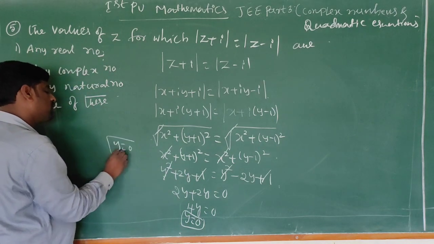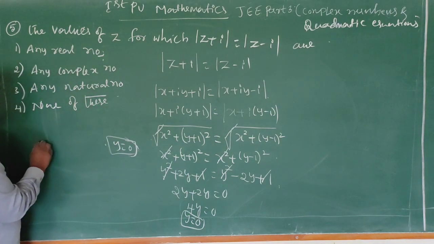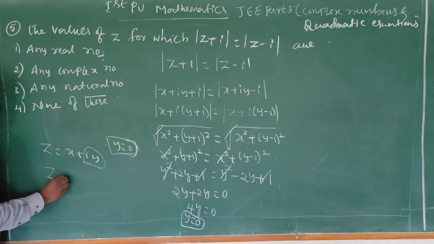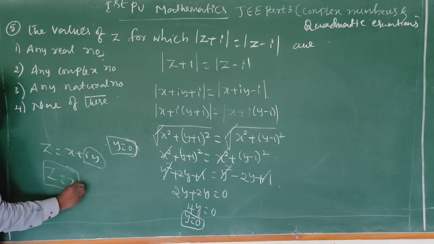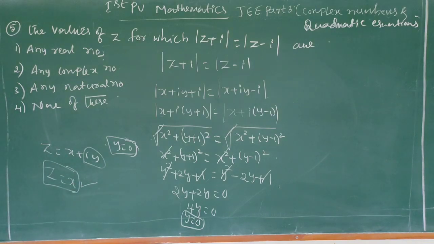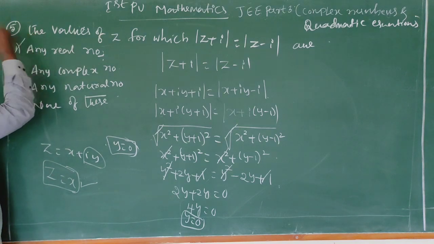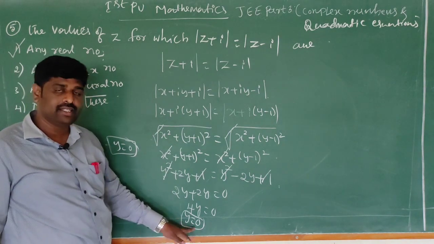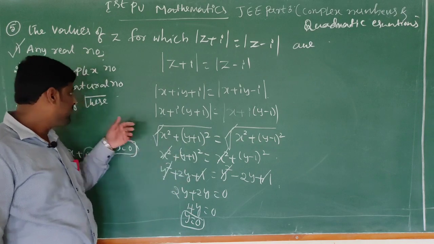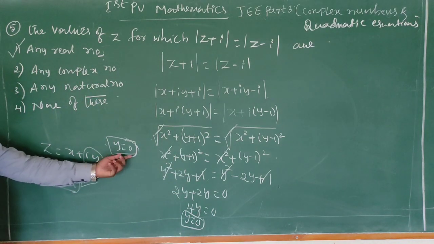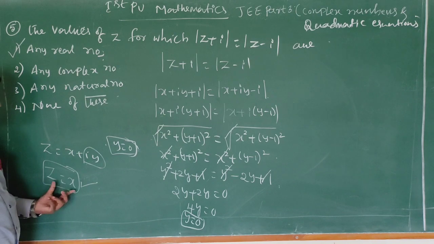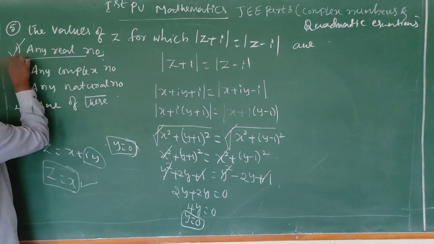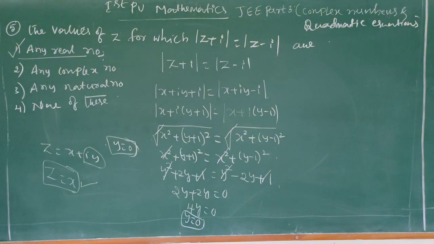y equal to 0 means, see children, z is equal to x plus iy, so z is equal to x. This x is what? A real number. Tell me, children, which option? First option, any real number. So on solving, y is equal to 0, and z is equal to x, where x is any real number. First option. We will move on.